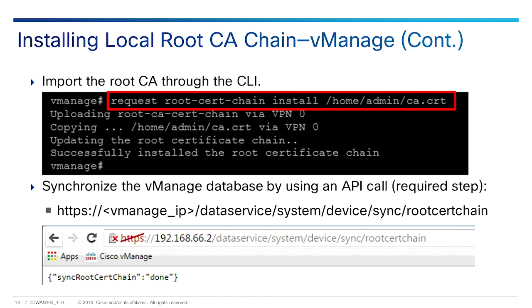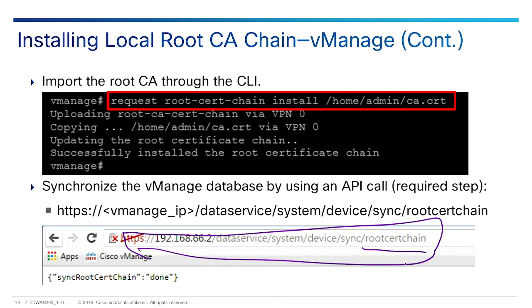So after that CA root certificate is on the system, then we're going to import it using the CLI shown in the figure. This is an API call. If you've never seen one of these before, basically what we're doing is we open a URL to this, this executes that API, and then we get a "done" back indicating that it was successful. And of course, it's the vManage IP, whatever the IP address of the vManage you just set up.